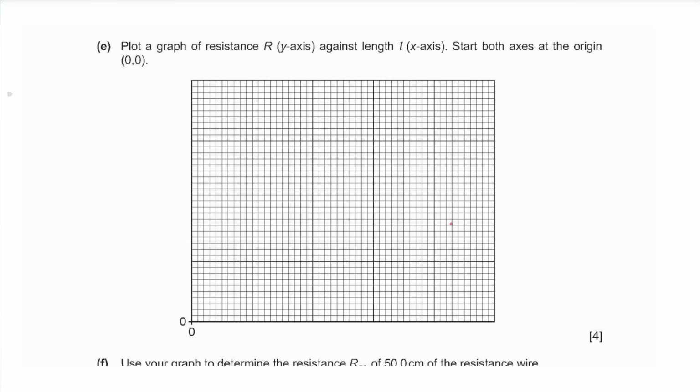Question E says plot a graph of resistance R on the y-axis. So we label this R per ohm, against the length L on the x-axis, and the unit is centimeter, and start both axes with 0. So for the length, the maximum number was 85 and the minimum number on the graph is 0, and we divide by the number of divisions. We have 5 large divisions here. That gives an answer of 17. Choosing from 10 or 20 or 50, 10 is too small, so we choose 20. So we go 0, 20, 40, 60, 80, and then 90.